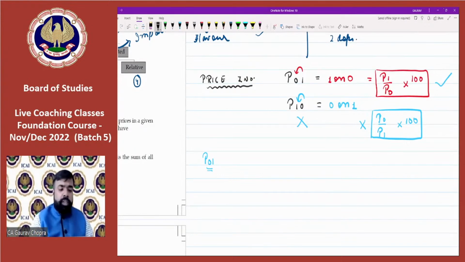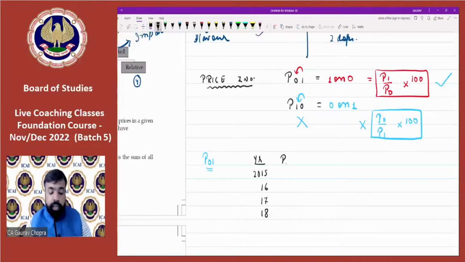So let us take one basic example of this. Let's say we are having some years 2015, 16, 17, 18, and price of some commodities are given. So price is 10, 12, 15, and then 9. Now whenever we have to calculate index number, there should be at least two time periods. One is base year, other is current year. So question will always give you the base year.